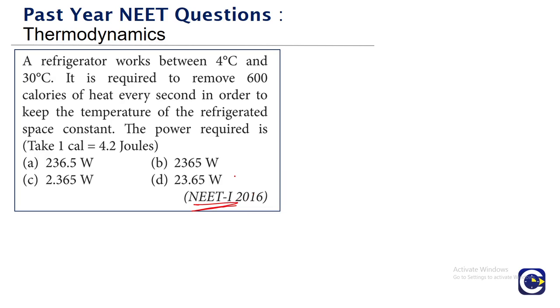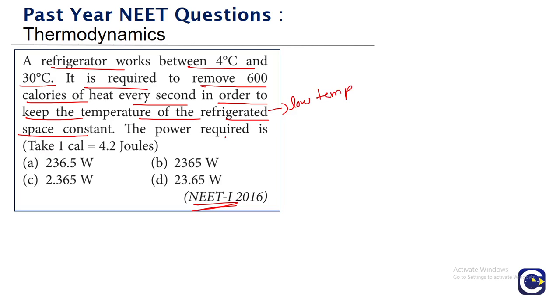This is a question based on the refrigerator. A refrigerator works between 4 and 30 degrees. It is required to remove 600 calories of heat every second in order to keep the temperature of the refrigerated space. Refrigerated space means what? This is the low temperature region. So in order to maintain that refrigerated space at that constant temperature, it has to remove 600 calories of heat every 1 second. They're asking us to find what is the power required for operating this particular refrigerator.